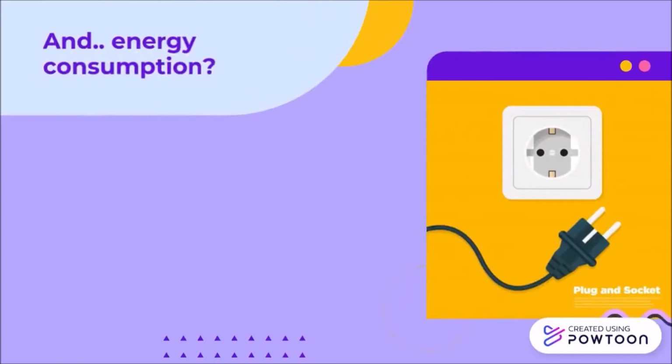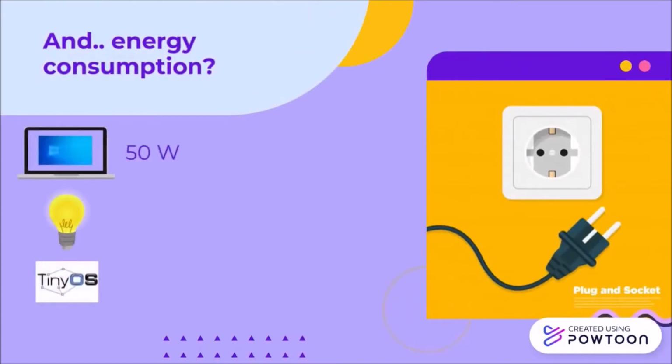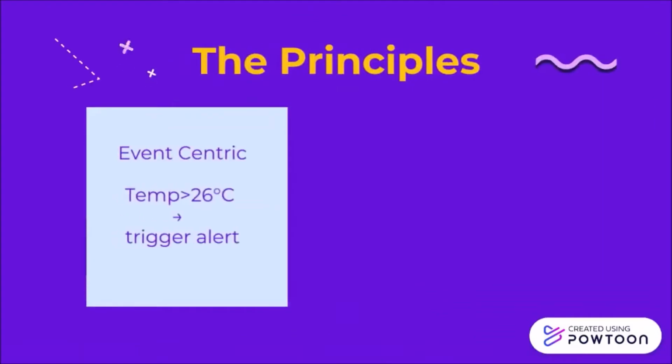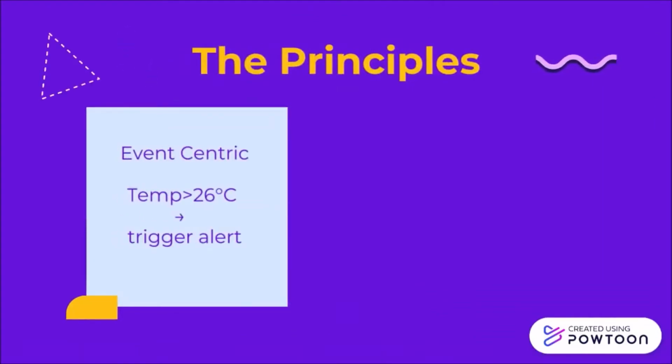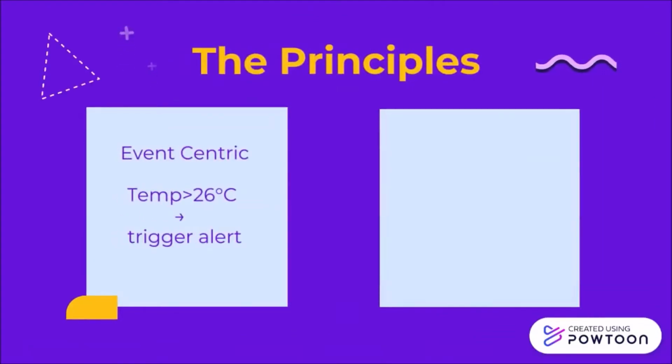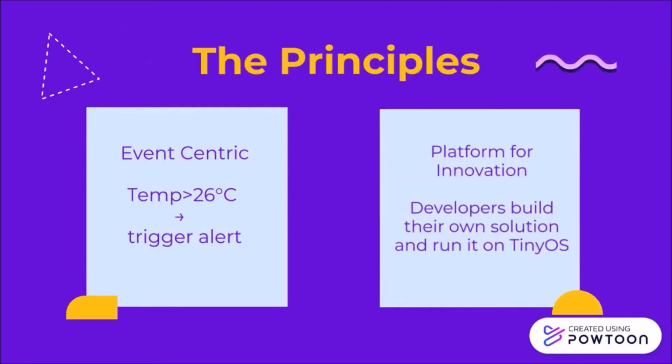And energy consumption. A laptop takes 50 watts of energy, an LED light bulb takes 6 watts, and TinyOS takes only 50 microvolts. TinyOS is designed to be event-centric, which, for example, when the temperature is more than 26 degrees Celsius, triggers an alert. It is also a platform for innovation, because developers need to build their own solutions.